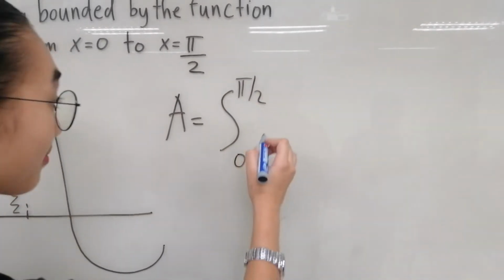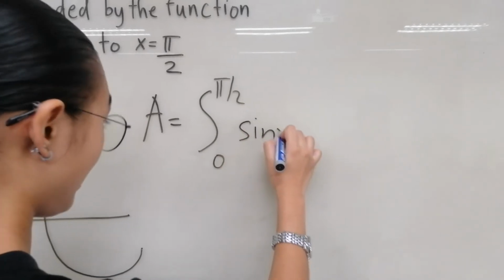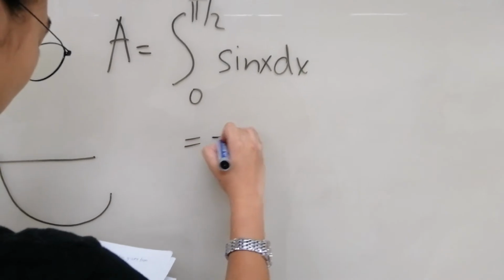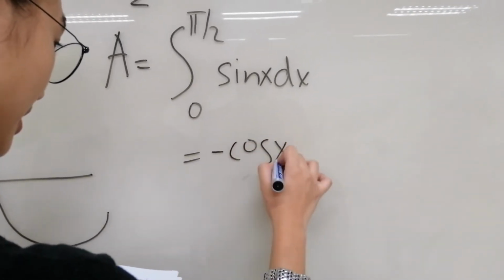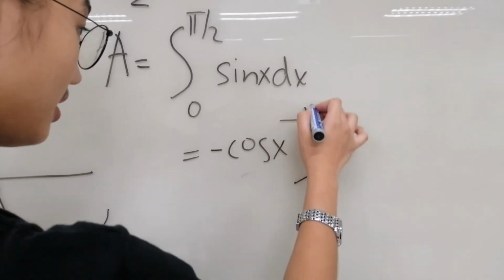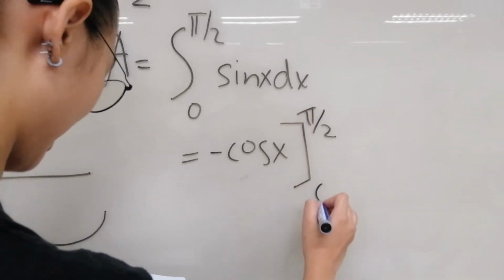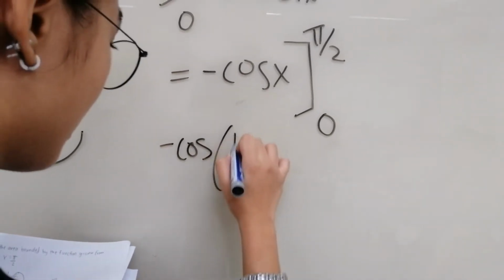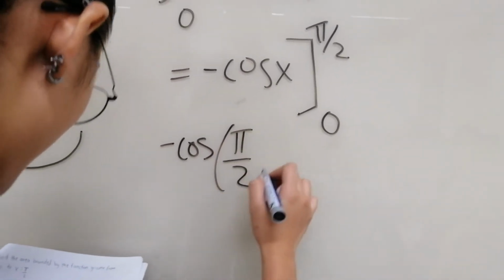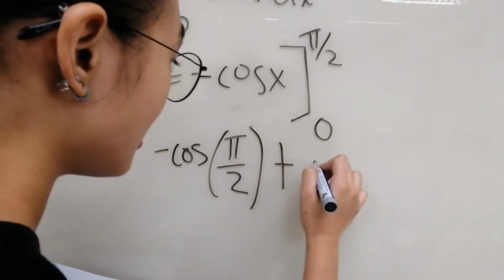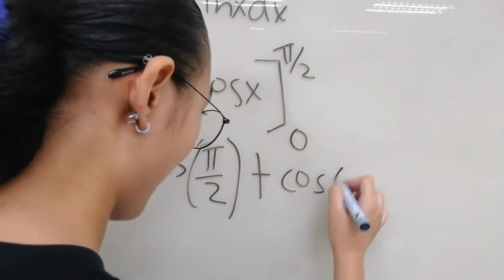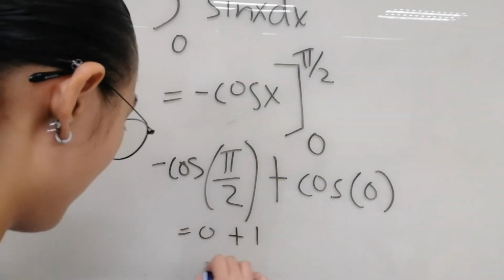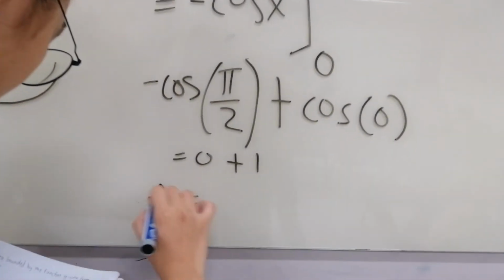Next is to set up the definite integral. A is equal to the integral of sine x dx having a limit of 0 to pi over 2. And we are ready to integrate it. The integral of sine x dx is negative cosine x. After that, substitute the x values where x is equal to 0 and x is equal to pi over 2. And our answer is 1 square unit.